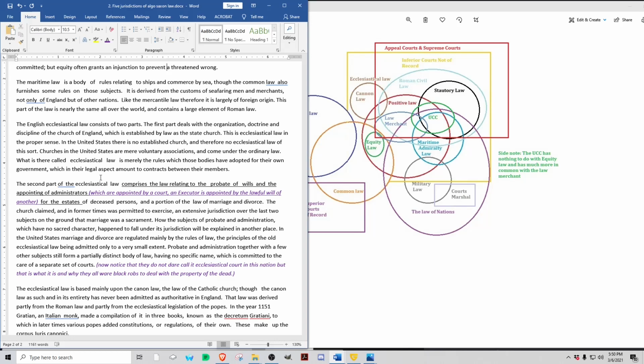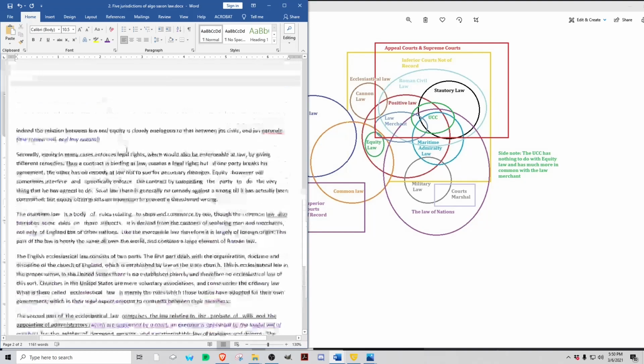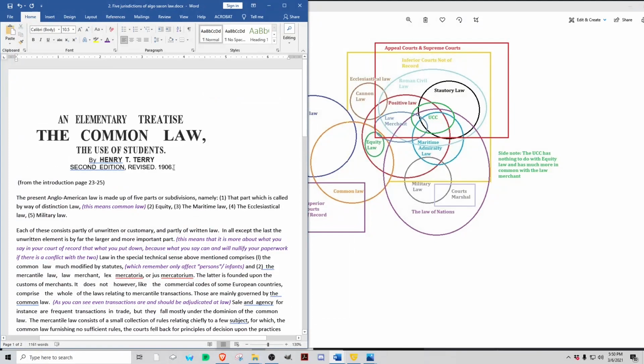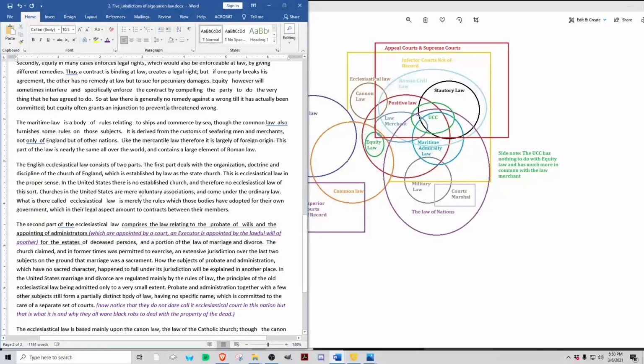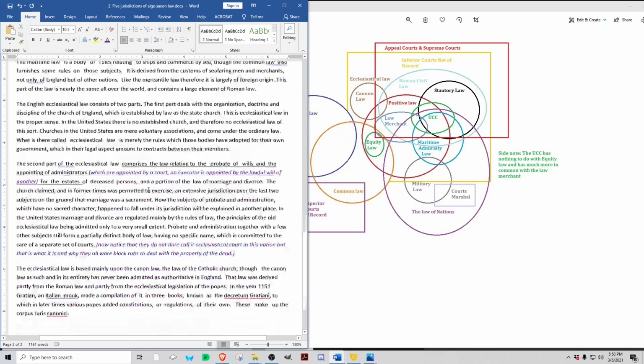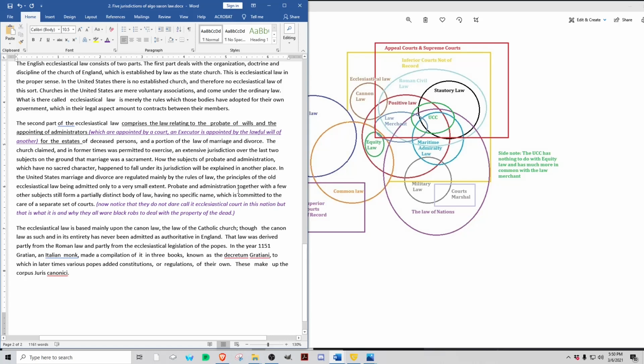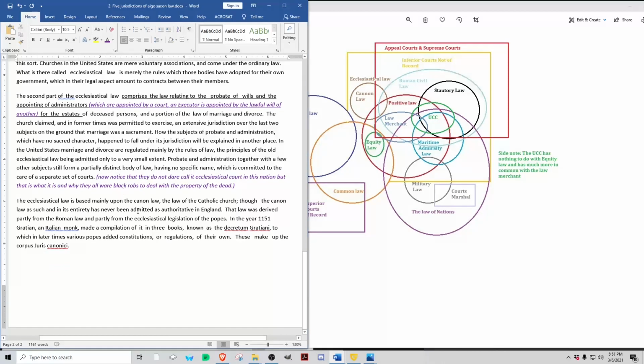In the United States, marriage and divorce are regulated mainly by the rules of law, the principles of the old ecclesiastical law being admitted only to a very small extent. Well, that's debatable now. Because you got to remember, the time of writing this, 1906. All of this just did a 360 after 1933. The New Deal, all of this got changed. It all basically went exactly the opposite of what this is saying. So probate and administration together with a few other subjects still form a partially distinct body of law having no specific name. Well, yeah, they do. Which is committed to the care of a separate set of courts called probate courts. Now, as far as I'm concerned, after 33, they're all just running everything through probate.